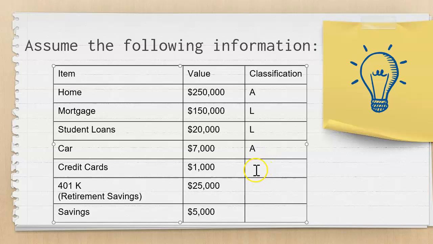Our credit cards are loans, so that is a liability. A 401k is a special type of savings account for retirement, so that is an asset. And finally, our savings account is also a value to us, so that is an asset.